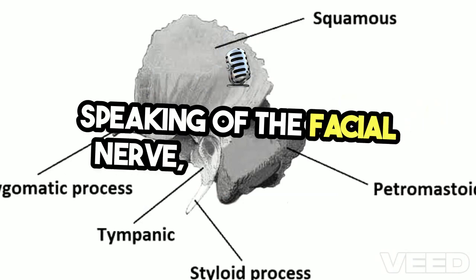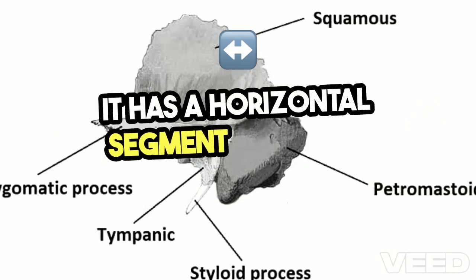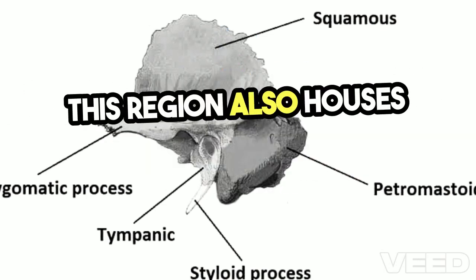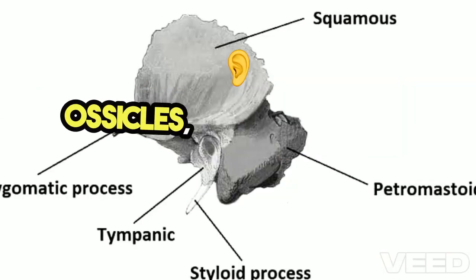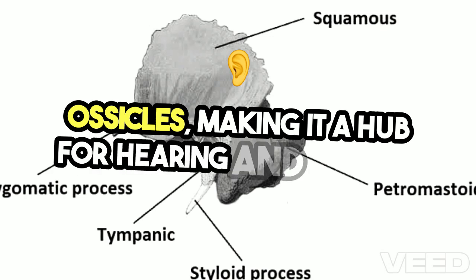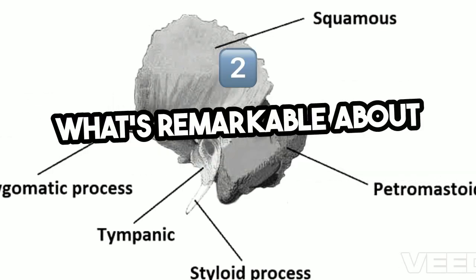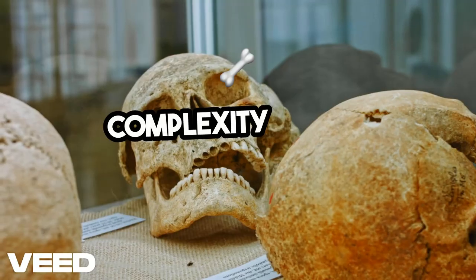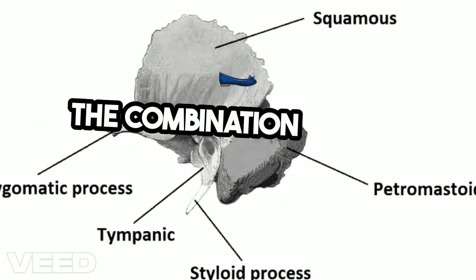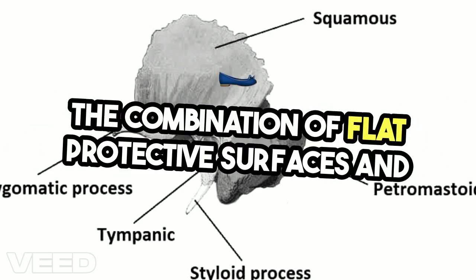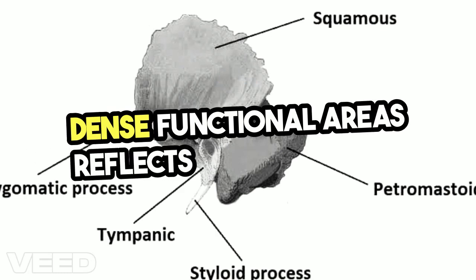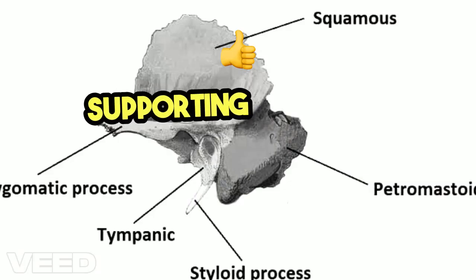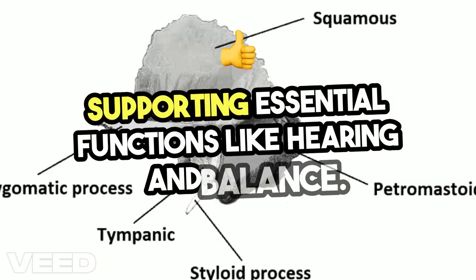Speaking of the facial nerve, did you know it has a horizontal segment that runs through the tympanic part of the temporal bone? This region also houses the tympanic membrane and the ossicles, making it a hub for hearing and balance. What's remarkable about these two ossification processes is how they explain the complexity of the temporal bone. The combination of flat, protective surfaces and dense, functional areas reflects the dual roles this bone plays, shielding delicate structures while supporting essential functions like hearing and balance.